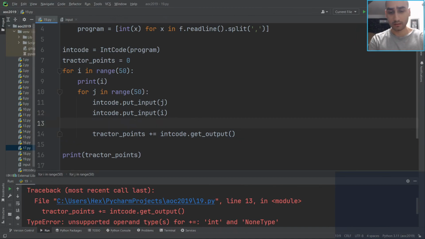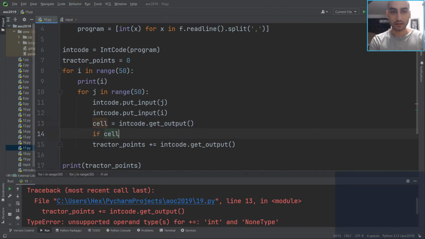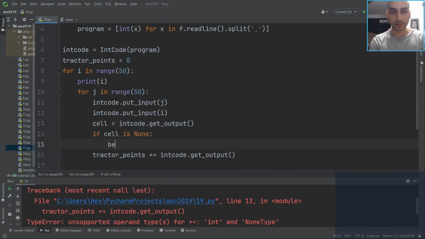Okay, fine. Status equals... Oh, I don't know, cell? I can't think of a good name for that. Cell equals... I wish I originally came up with a better way to handle these nones, but I guess it's fine. Alright. If cell is none, break.